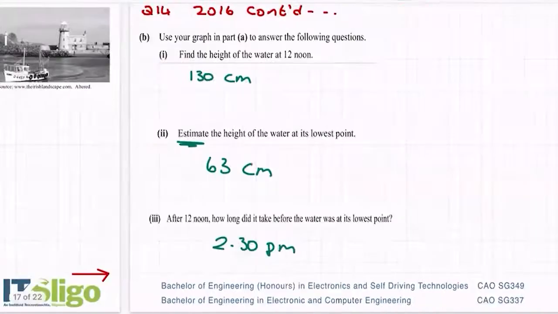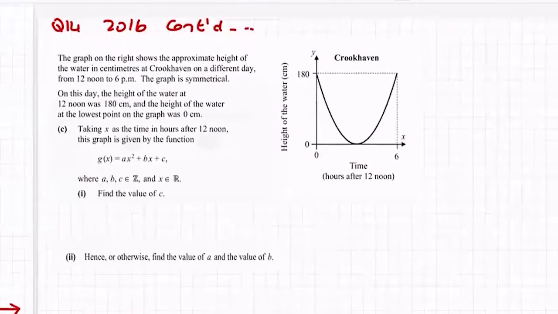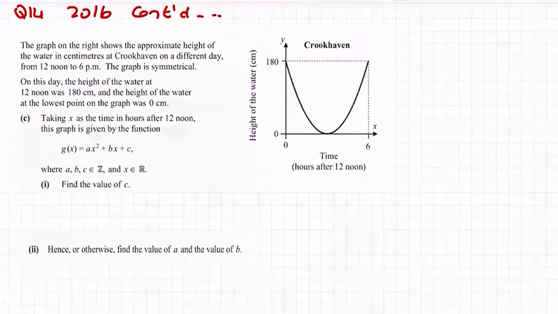Okay. Right, the next question then, this part was quite hard, I thought. So the graph on the right shows the approximate height of the water in centimetres at Crookhaven, a different place on a different day, from again 12 noon to 6 p.m. The graph is symmetrical. On this day, the height of the water at 12 noon was 180 centimetres, and the height of the water at the lowest point on the graph was 0 centimetres. Taking x as the time in hours after 12 noon.